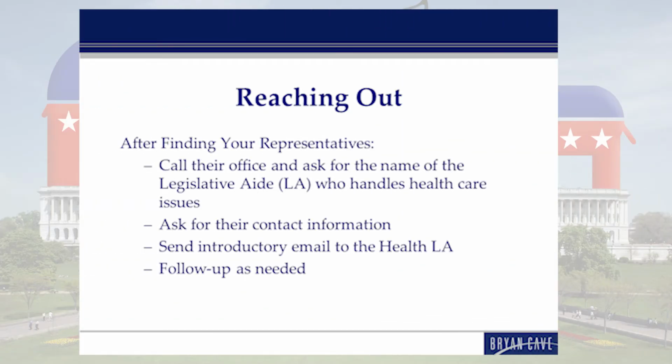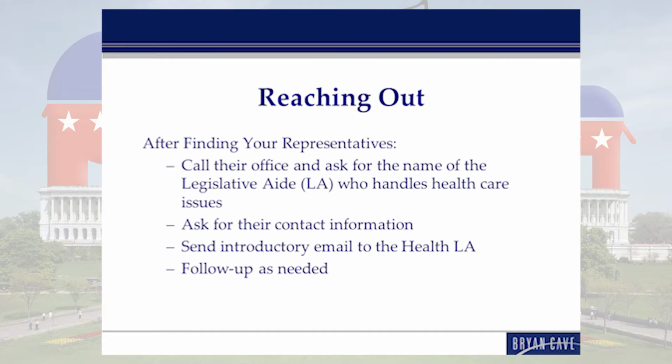So how do you reach out? What's the best way to build a relationship? Well, after you find who your representative is, you want to call their office and ask for the names of the LA or legislative aide who handles healthcare issues. Take down that person's name, their contact information, particularly the email. You'd like to send an introductory email to that Health LA, suggesting that you live in the district, work in the district, and that you would like to introduce yourselves and talk about a few issues. Particularly if you're going to be coming to Washington, D.C., it's nice to talk to the LA ahead of time and let them know that you will be coming into town.